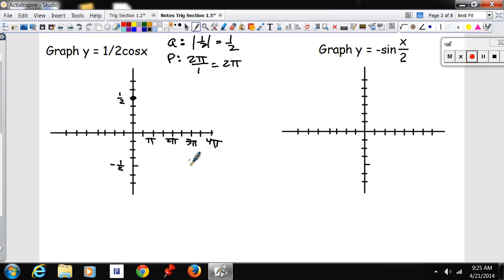And it's going to also end at a maximum. So a 2 pi is going to be another maximum. Those are two coterminal angles. 0 and 2 pi are the same angle. They're both going to be maximums. Guess what halfway between these two is going to be?